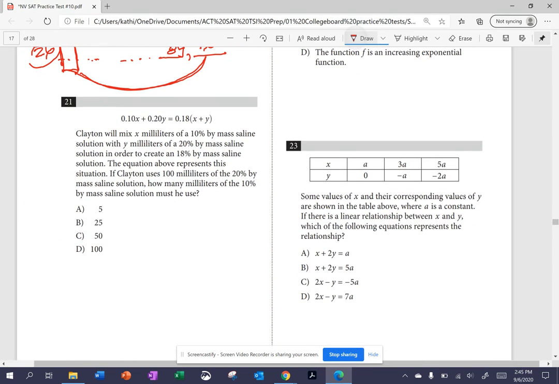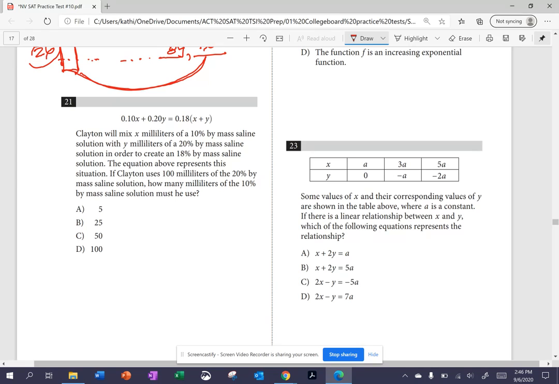21, got a chemistry problem here. Clayton will mix X milliliters of a 10% by mass saline solution with Y milliliters of a 20% by mass saline solution in order to create a 18% by mass saline solution. The equation above represents this situation. If Clayton uses 100 milliliters of the 20% solution by mass, how many milliliters of the 10% solution by mass must he use?